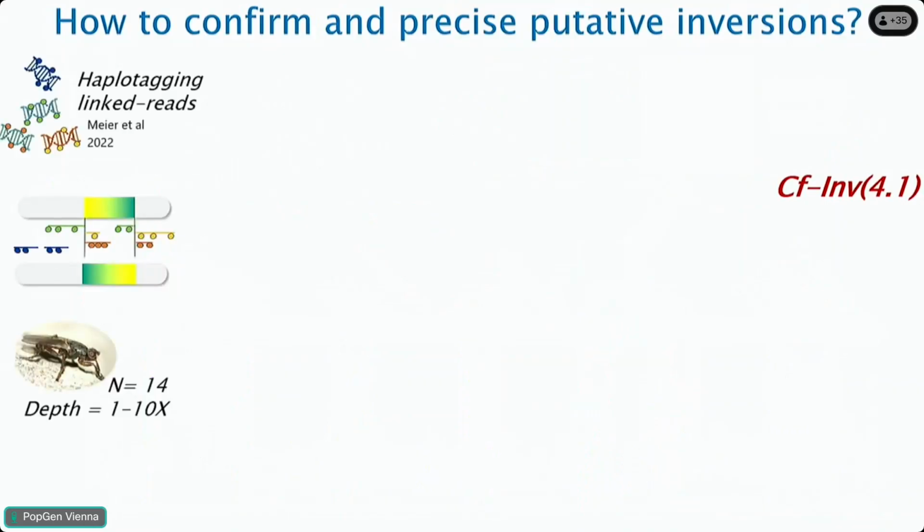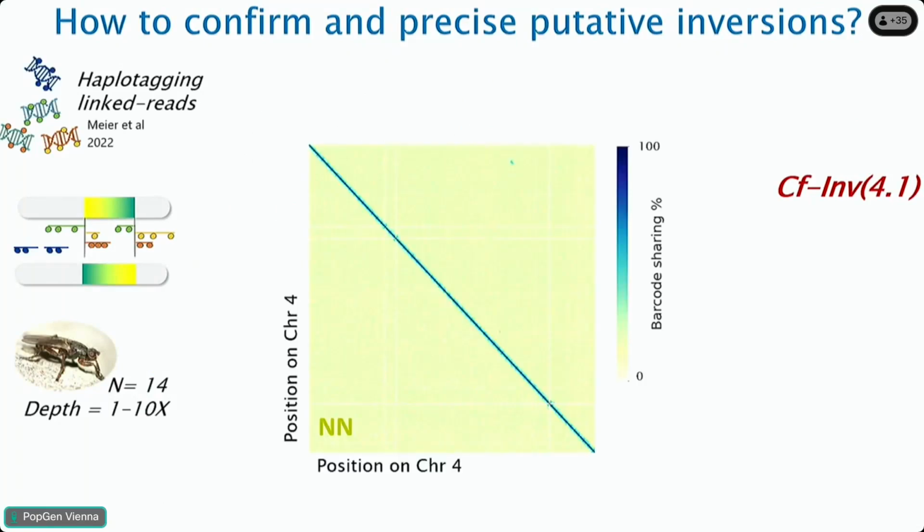She first used haplotagging linked reads. To give you an idea of what this method does: when you extract DNA, you have long fragments, but you need to cut them to sequence. So you cut, but at the same time you add a tag. Then bioinformatically, you will know that two fragments come from the same area because they have the same tag. That's what the contact along the diagonal is. It's a bit like Hi-C.